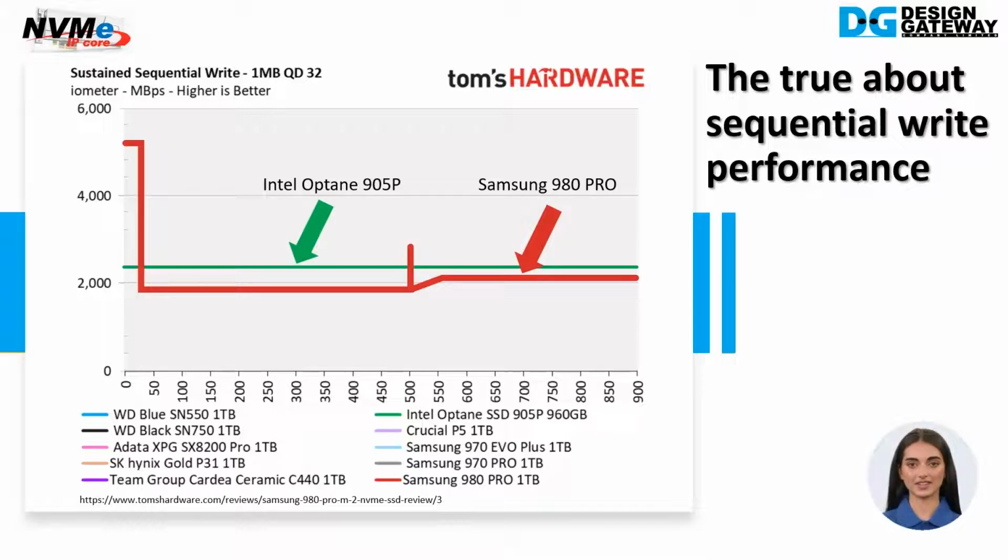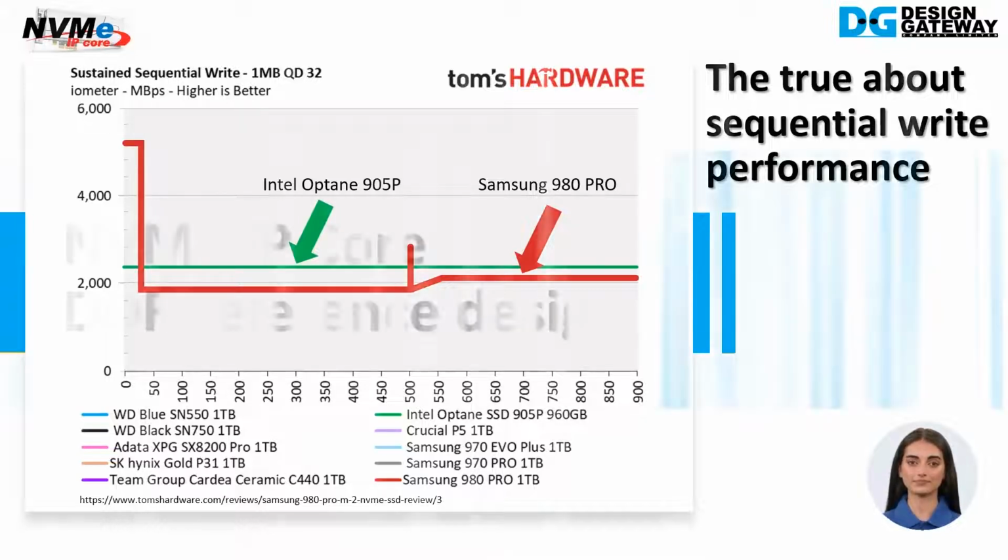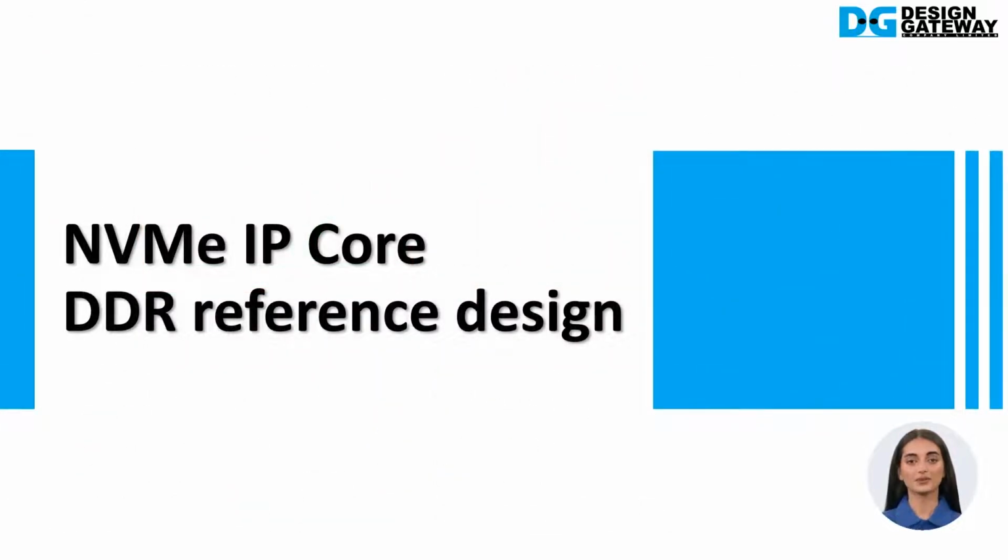during write operation. So if your application requires sustained data rate writing to an NVMe SSD, such as recording from a constant data rate analog to digital converter or high-definition camera image sensors, what kind of system architecture is suitable to handle this kind of SSD characteristic? Let's talk about our NVMe IP Core DDR reference design, which is the solution for sustained data rate applications.